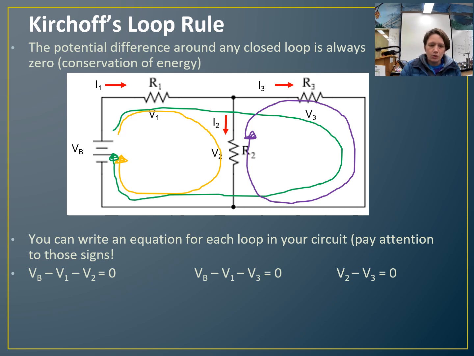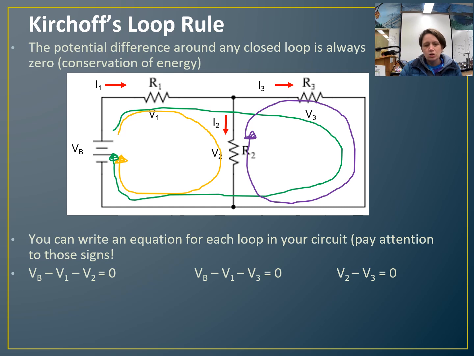The second loop, the green one, is going to look similar: positive VB, negative V1, negative V3, and then we go back to the battery, so that's equal to 0. And you can also write an equation for that purple loop, which is kind of a funny loop because it doesn't have any batteries in it.